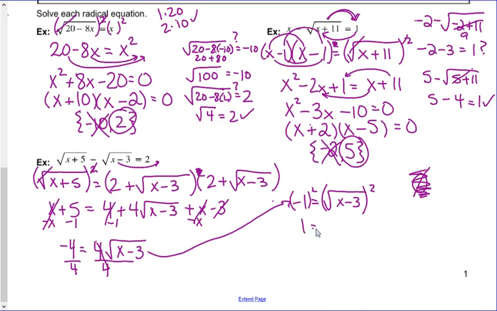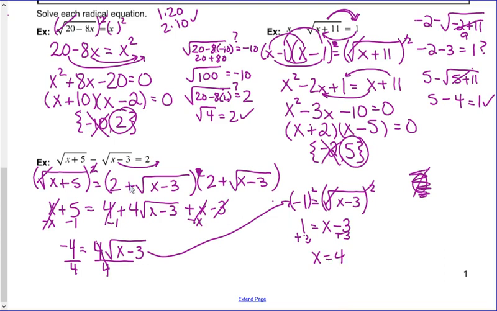So this is equal to a 1, and this square cancels that square root, leaves me an x minus 3. And so then I'm going to solve for x by adding 3 and adding 3. Therefore, x equals 4. Now, that's the only answer that's kicking out. But again, we have to double check to make sure that that works.